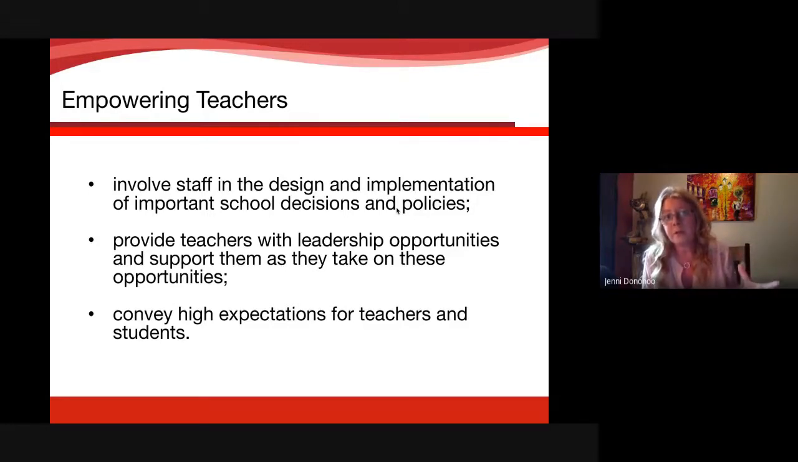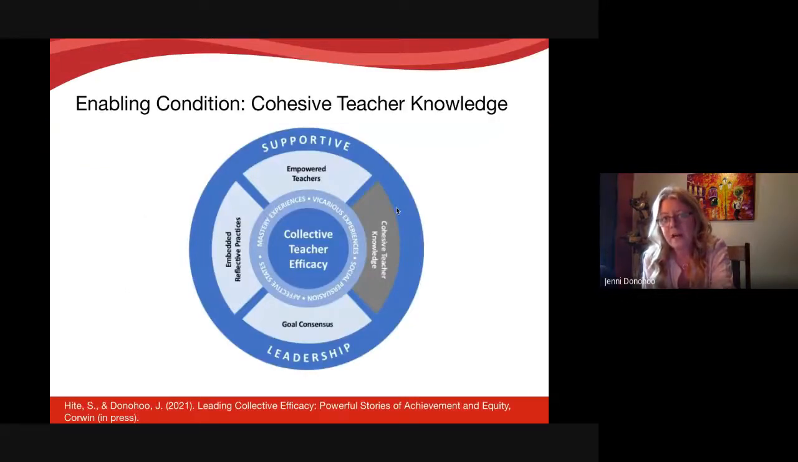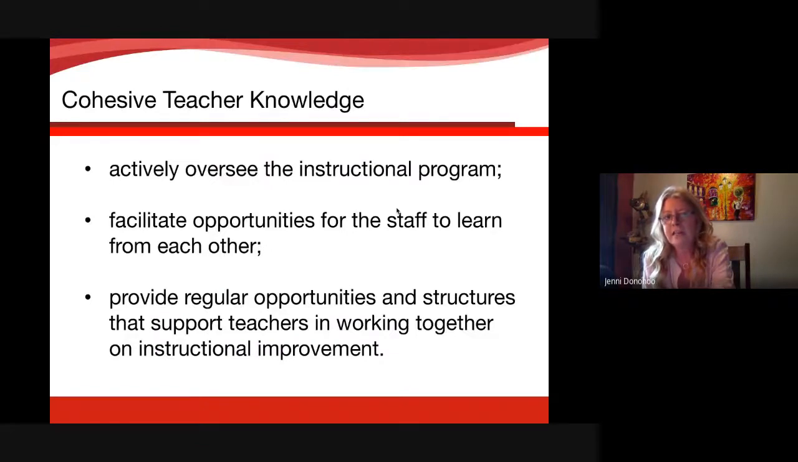So when we think about empowering teachers, we want to involve staff in the design and implementation of important decisions, because that's what empowerment really means: giving teachers autonomy and decision-making power over things that are important related to school improvement, providing them with leadership opportunities and supporting them as they take those on, and conveying high expectations about what teachers can accomplish.